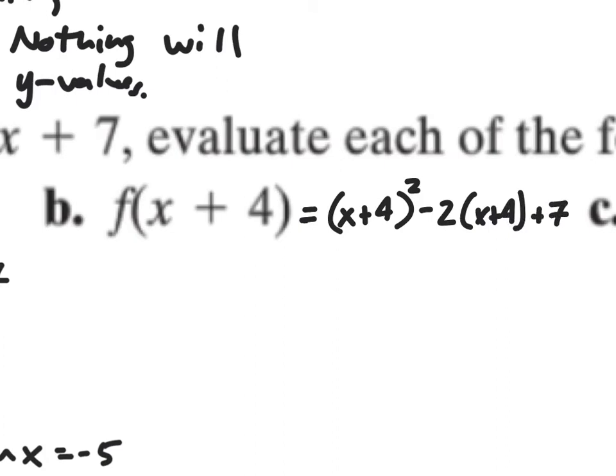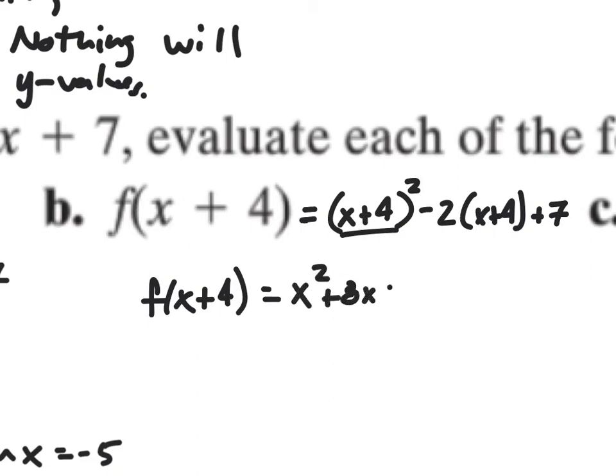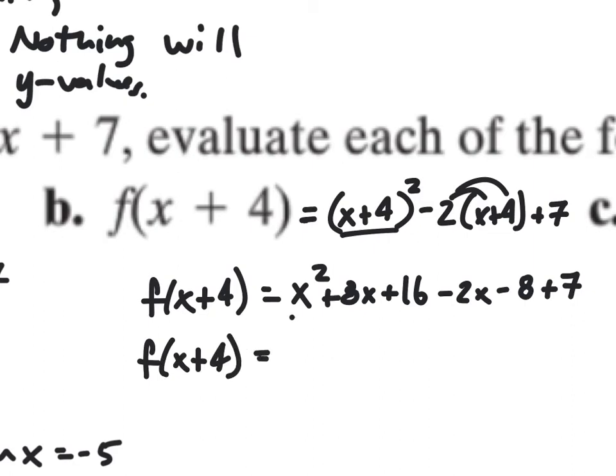And let's evaluate this. F of x plus 4 is going to equal, if I take x plus 4 and square it, that's x plus 4 times x plus 4. So by multiplying it out, I'm going to get x squared plus 8x plus 16. Here I'm going to distribute my negative 2, and so I get minus 2x minus 8 plus 7. So now let's combine our like terms. So f of x plus 4 is going to give me x squared. Okay, 8x minus 2x gives me plus 6x. 16 minus 8 gives me 8, plus 7 gives me 15.